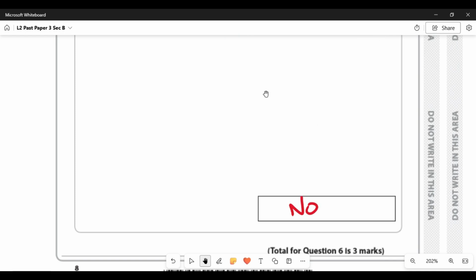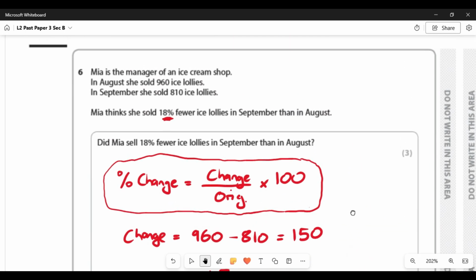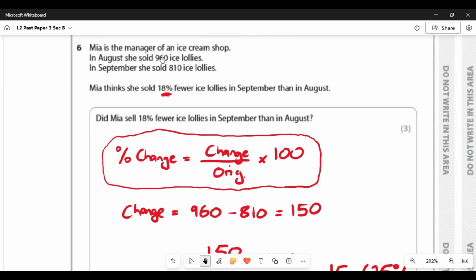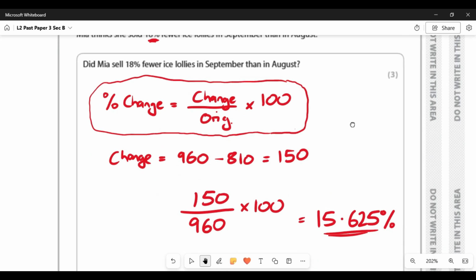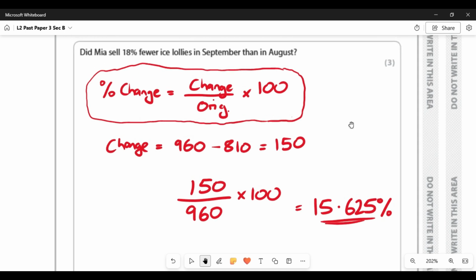So let's put that in the answer box. There you go. So yeah, this is the best way of doing this type of question. There are other ways as well, but I probably recommend doing it this way. It's quick and easy, especially if you can see that change happening. Definitely use percentage change. 3 marks for that question. Let's move on to the next one.